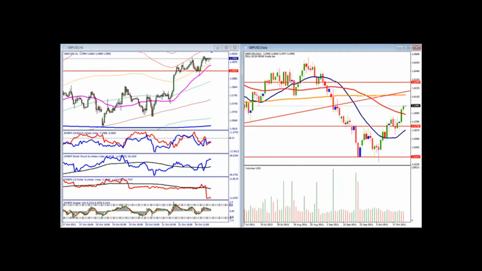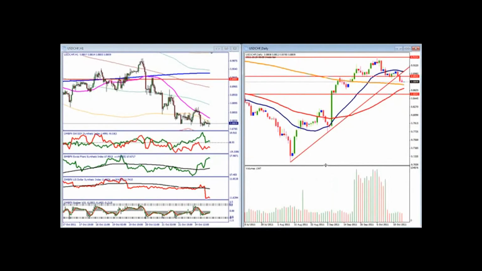And you can see this 200 moving average right here matches up with what we have going on right here. So that's definitely something to watch as far as our next target. Finally, we'll look at the dollar franc. And we had some key events here.